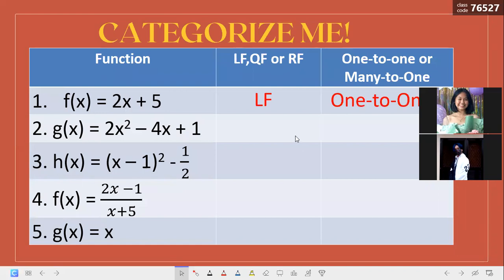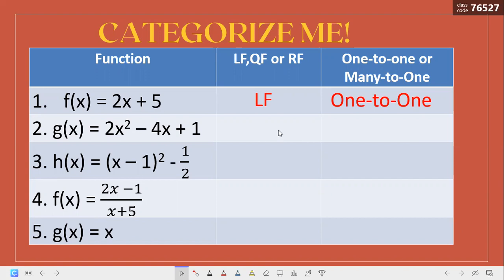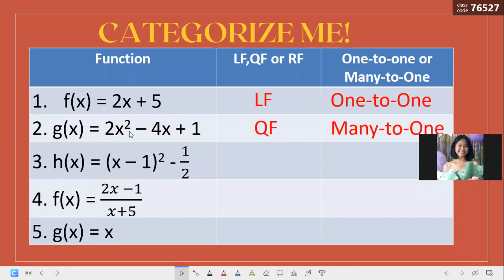Yan. It is a one-to-one. Let's have the second one. Yes, Lance? Ma'am, ano po? It's a quadratic function and ano po, many to one. Yan. It's QF and it's many-to-one. Since squared siya, di ba? Ano, Lance? So, ibig sabihin, magkakaroon ng one. Yes, ma'am.